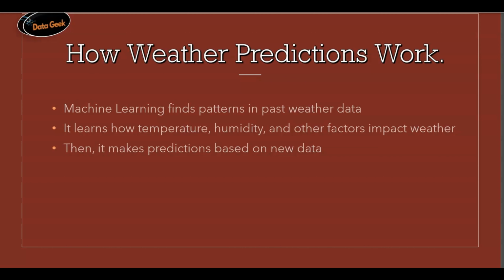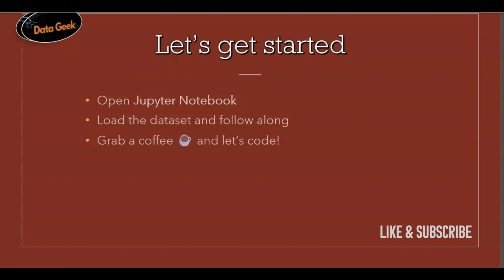So this is how weather predictions work. Machine learning finds patterns in past weather data. It learns how temperature, humidity, and other factors impact weather. Then it makes predictions based on new data. So now that we're done with the overview, let's get started. Open Jupyter Notebook, load the dataset, and follow along. Grab a cup of coffee and let's start coding.